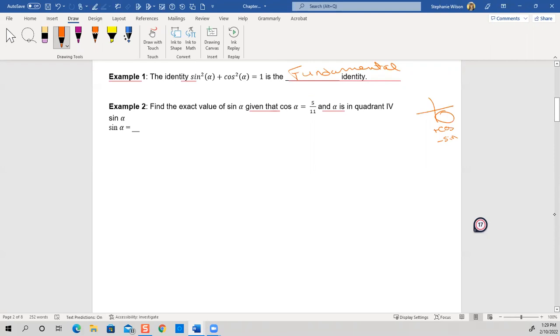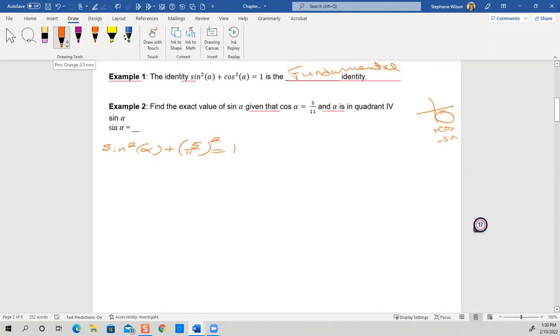All right, so let's use that sine squared alpha, plus, oops, I meant to put a plus sign. Well, we know what cosine of alpha is. We know it is 5/11, so I'm going to write it right here. And that's all equal to 1, right? So now all I have to do is get the sine squared of alpha by itself and then go from there to get sine alpha.